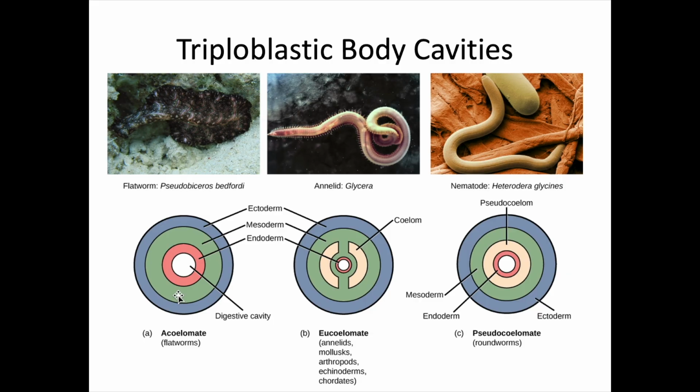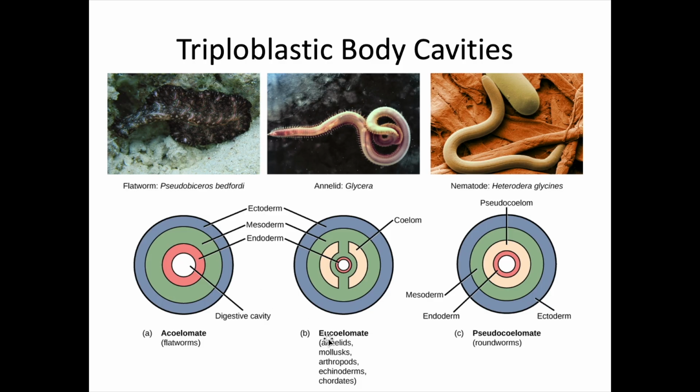An acoelomate is a triploblastic animal that doesn't have any extra layers. You've got the ectoderm, the mesoderm, the endoderm, you have the digestive cavity, but there are no other cavities, there are no other structures, nothing else going on.